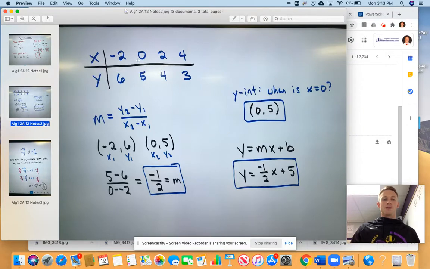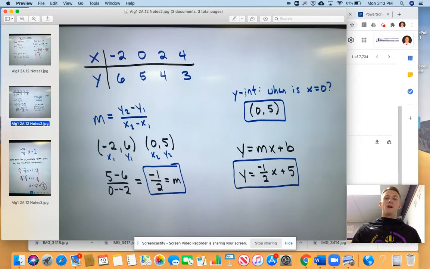So negative 2, 6, and 0, 5. x1, y1, x2, y2. Let's plug in what we know. 5 minus 6, y2 minus y1 over 0 minus negative 2, x2 minus x1. Brings us to negative 1 over 2 as our slope.